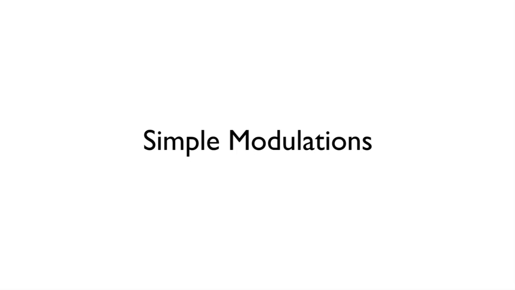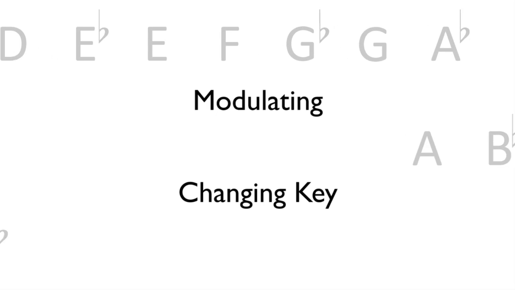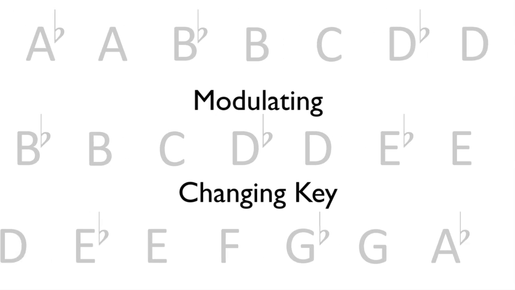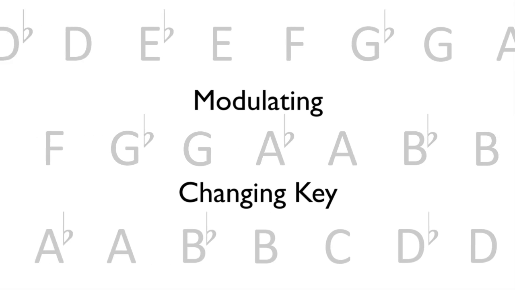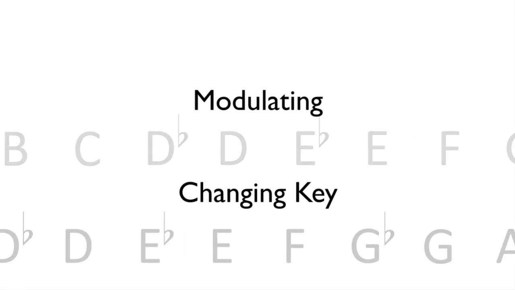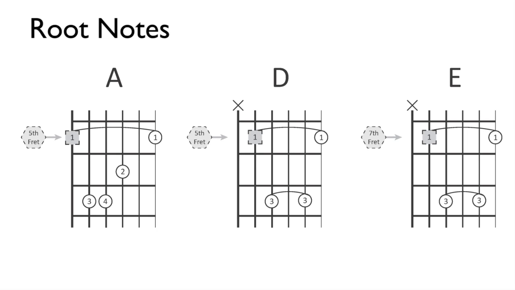In this video, we are going to learn how to perform simple modulations for blues progressions. Modulating, or changing key, is an important skill because it can help us to create more variation in our playing and give us the ability to play with other musicians, no matter what instrument they are playing. Being able to play the blues in different keys is considered an essential skill.